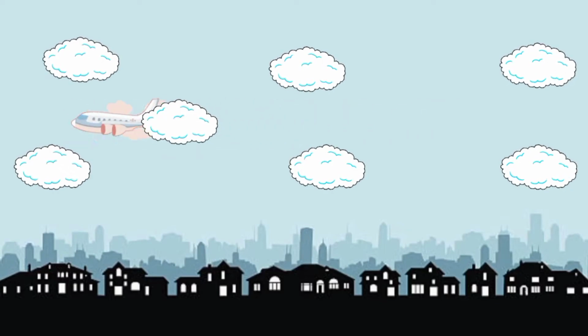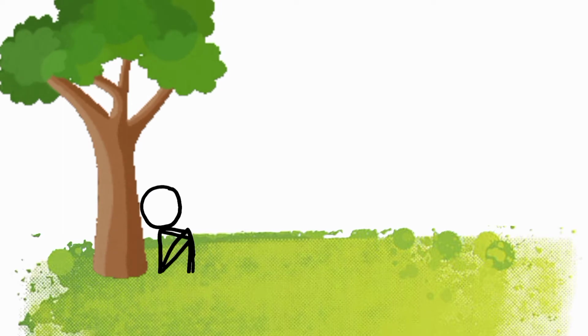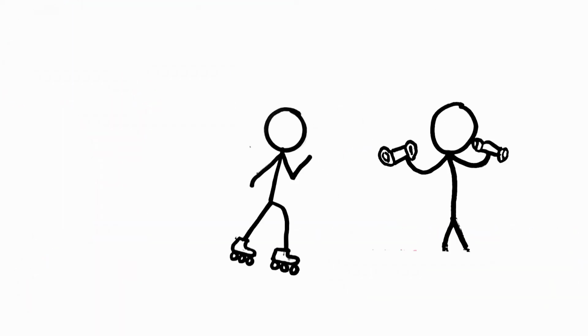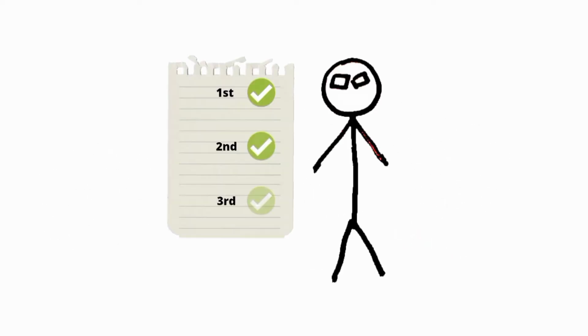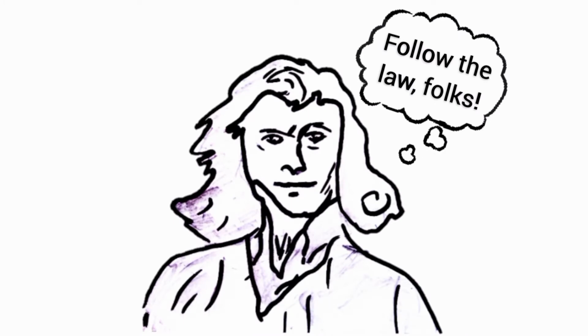Everything that moves and doesn't move needs to follow Newton's laws of motion. If you want to rest, then you need to give your reason to him. And if you really want to work and move, still you have to give a reason. If your reasons match Newton's laws, then it's absolutely fine. But if it violates, then I'm really sorry. So, what are these laws which protect nature's sovereignty?